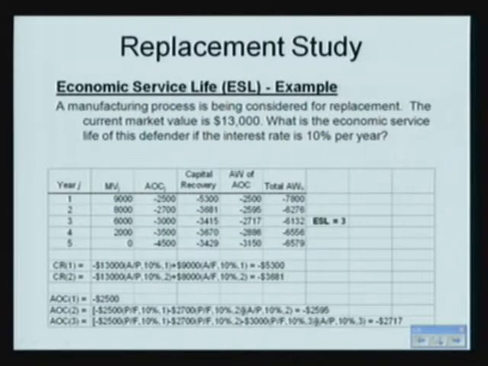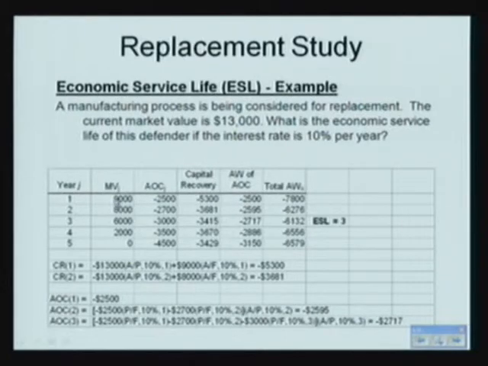The following is an example of finding the economic service life. We're starting out with a manufacturing process that's going to be considered for replacement. The current market value is $13,000 at time 0. The question is, what is the economic service life of the defender if the interest rate is 10% per year? And I'm giving you some additional information.